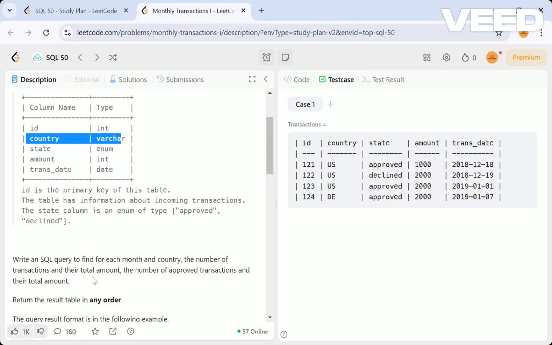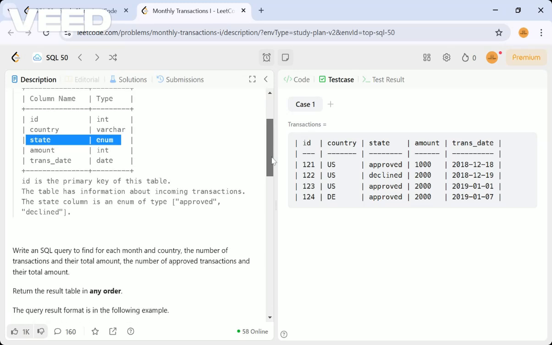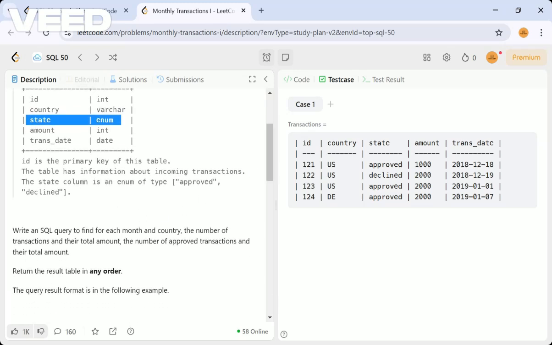So the total count, then the total amount of those transactions, then the number of approved transactions and their total amount. How many transactions are approved, meaning the state is approved, we have to get that count and also their total amount. So along with the total transactions, whether approved or declined, and the total amount, they want the approved count and the approved amount. The result can be in any order.